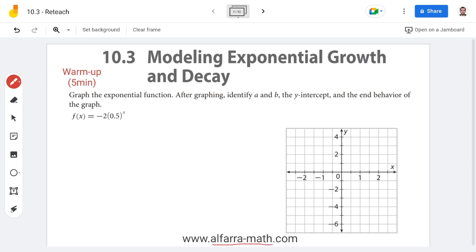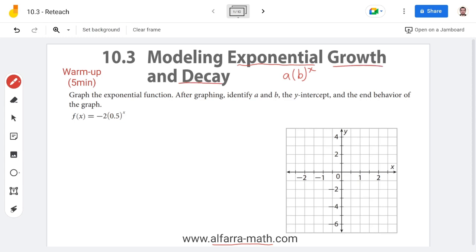Now, in this lesson, 10.3 Modeling Exponential Growth and Decay, we can understand the exponential we learned before. It's the exponential function, which means when I have a times b to the power of x. So this is the exponential function. Now, what does growth mean and what does decay mean?